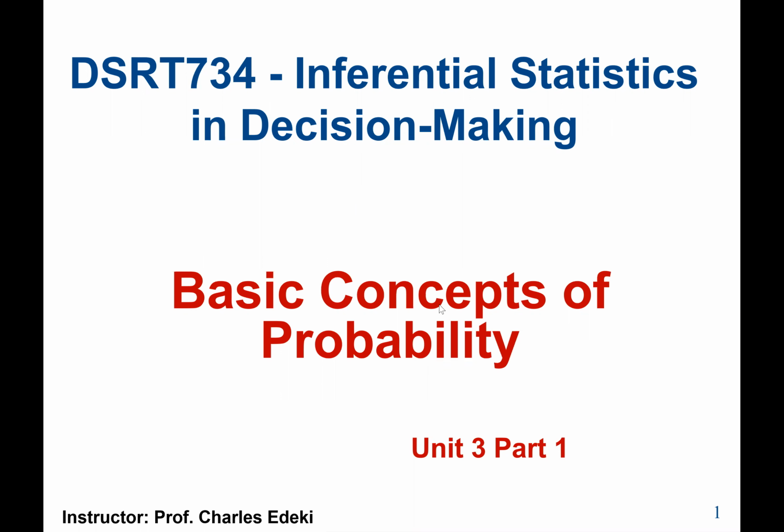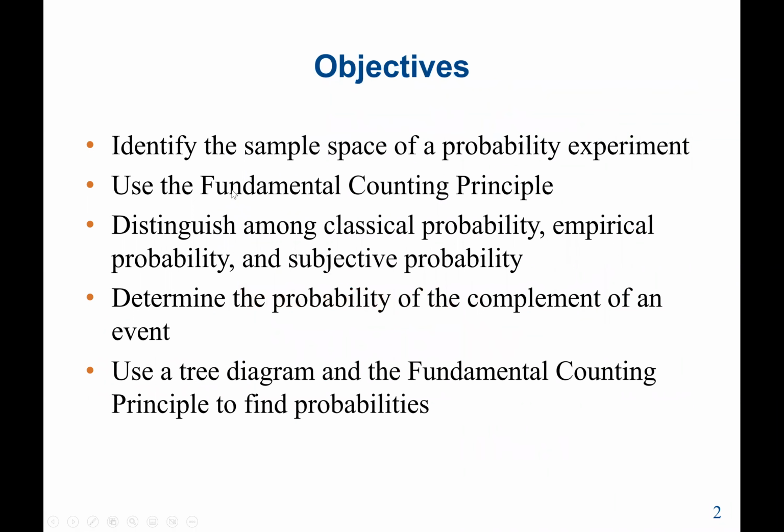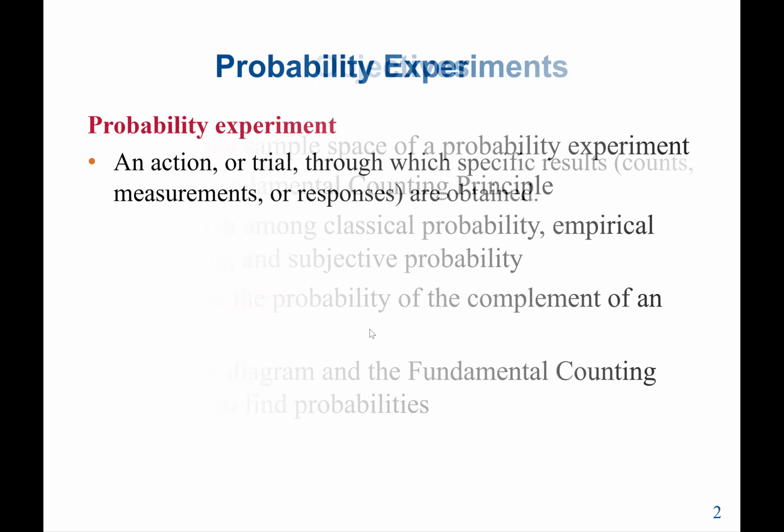These lectures cover the basic concept of probability. Our main objective is to identify the sample space of a probability experiment and use the fundamental counting principles. We're also going to distinguish among classical probability, empirical probability, and subjective probability. We're also going to determine the probability of the complement of an event and use a tree diagram and the fundamental counting principles to find probabilities.